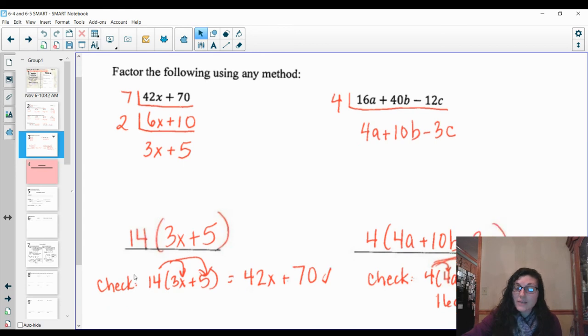You will notice that I have my check at the bottom. It's very important to check your work. I know you guys probably aren't crazy about it, but it's important.